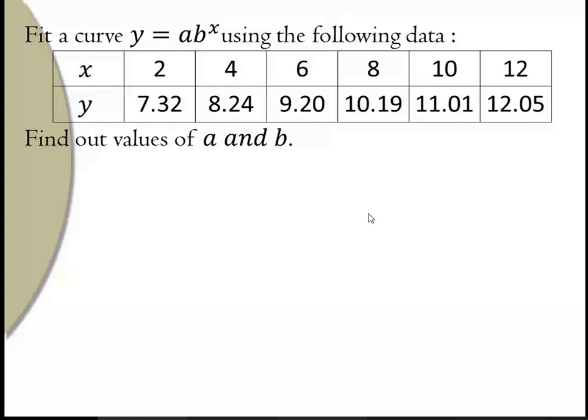Now, if you are having a simple linear equation, we directly use that equation and we simplify it. But here we are having something raised to x. So to simplify it, firstly, we have to take a log of that equation. So first, take the given equation, y is equal to ab raised to x. Take log on both sides.